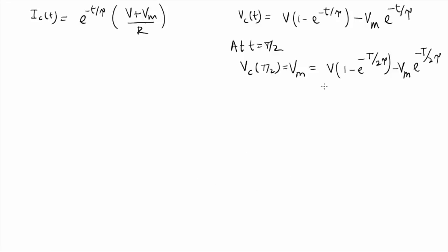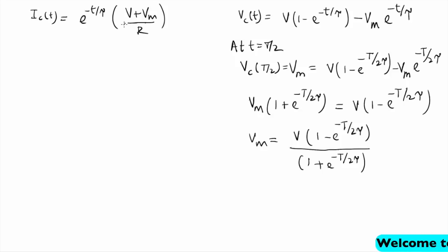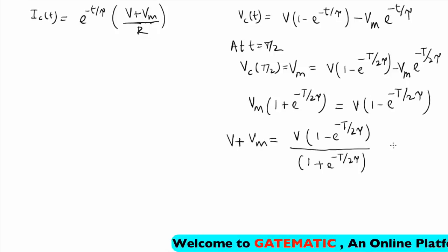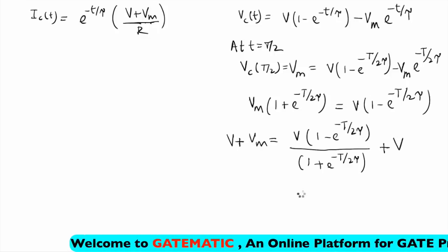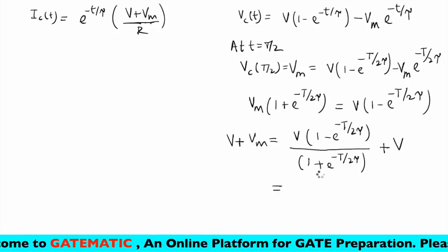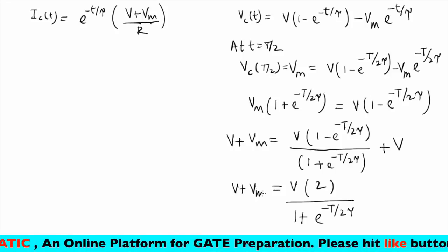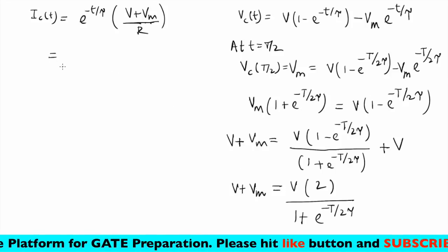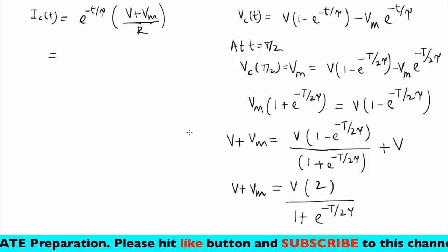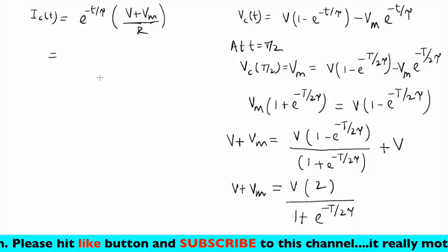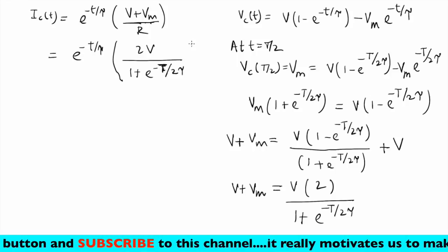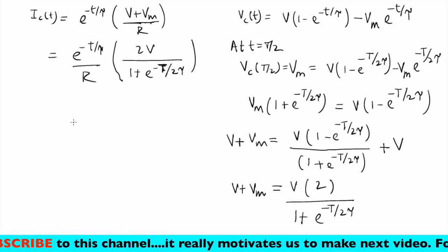I can write like this, just replace time with T by 2 where T is the time period. Fine. Now separate this Vm term, it will be equal to Vm into 1 plus e to the power minus T by 2 tau. Now I need to find this V plus Vm. So what I will do, I will add V on both sides. I can write like this. So V plus Vm will come out to be, so this is my V plus Vm. So I can replace this V plus Vm, that is A is equal to 2V upon 1 plus e to the power minus T by 2 tau. So it will be equal to, I can write like this, and this is divided by R.